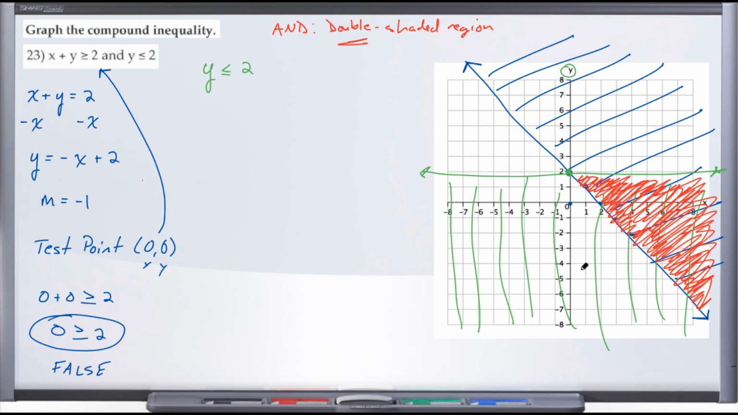If you were to choose a point from just the green shaded region, you would only find points that satisfy or make the y is less than or equal to 2 true. If you were to choose points from just the blue, you would find points that only make the x plus y is greater than or equal to 2 true. But all of the points found in the red make both of these inequalities true at the same time. And that's what we're looking for when the word is and. We want this double shaded region. All right, so just really emphasize this region of your graph and you are good to go.